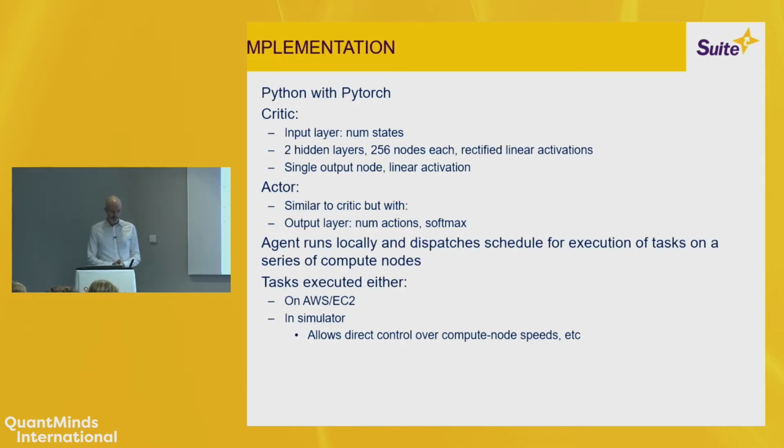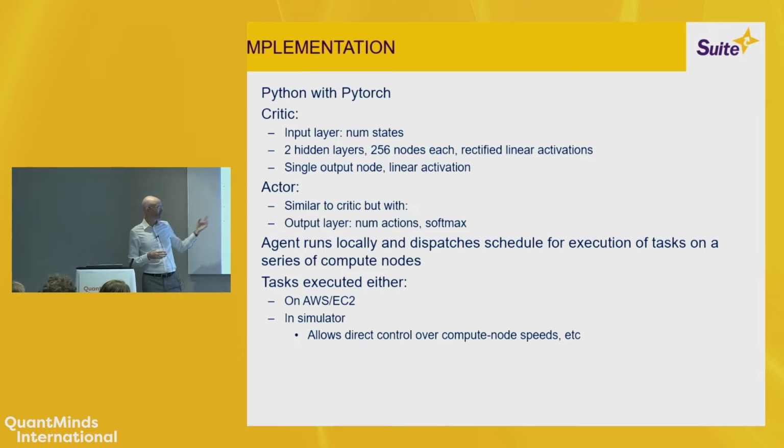So how do we implement this? Well, this is all implemented in Python using PyTorch. The critic has a number of nodes in the input layer which corresponds to the number of elements in our state. Then it has two fully connected hidden layers, 256 nodes in each layer, with rectified linear activations. It has a single output node with a linear activation. The actor is very similar to the critic, but in its output layer it has more nodes, one node corresponding to each possible action, and it uses the softmax activation on that.